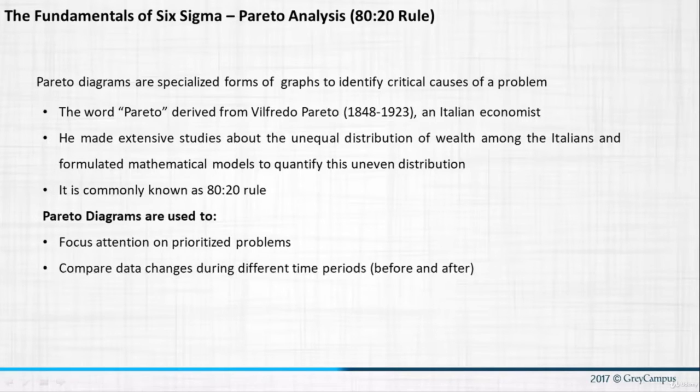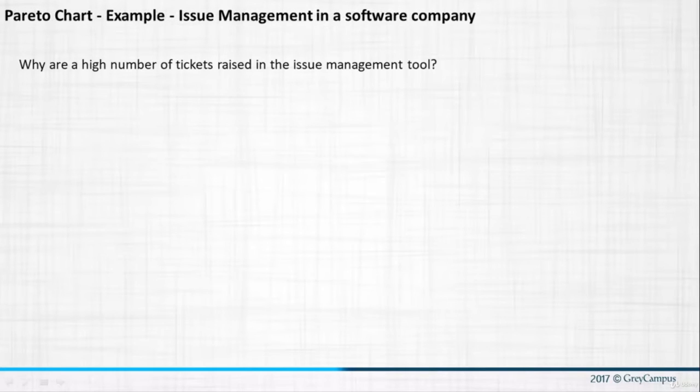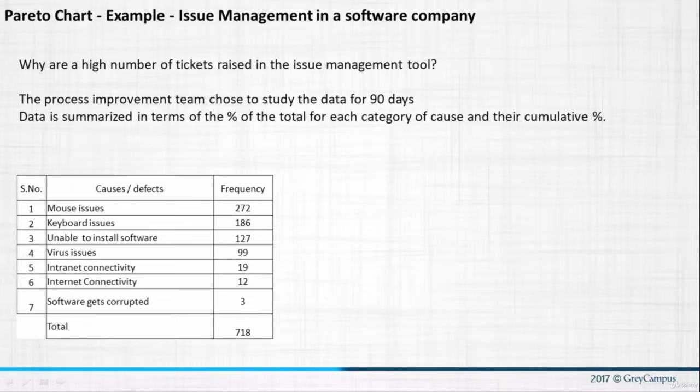Pareto diagrams are used throughout various industries, and we're able to clearly see the impact that certain causes have on a process. We're able to prioritize those impacts, and the 80-20 rule applies there by saying that 80% of the issues are caused by 20% of the problems. Here's an example of the 80-20 rule in effect.